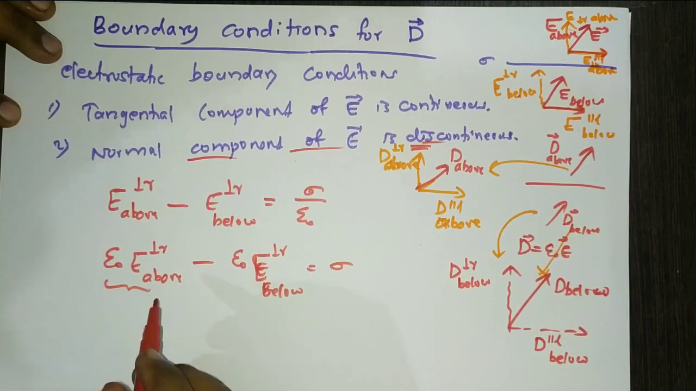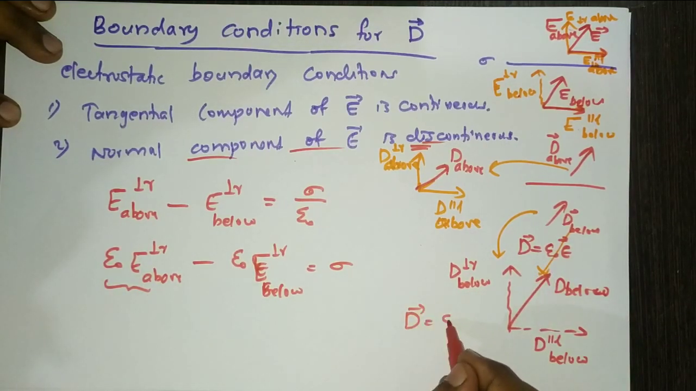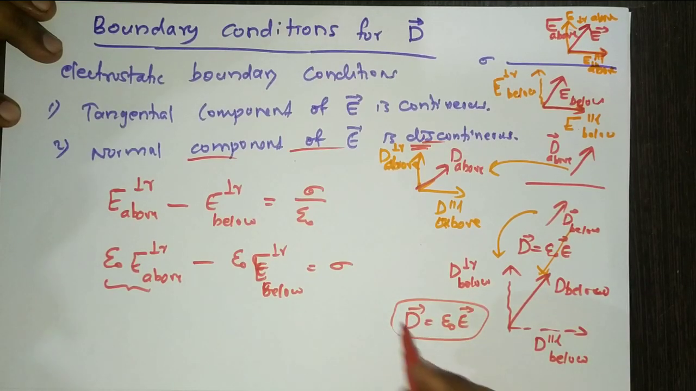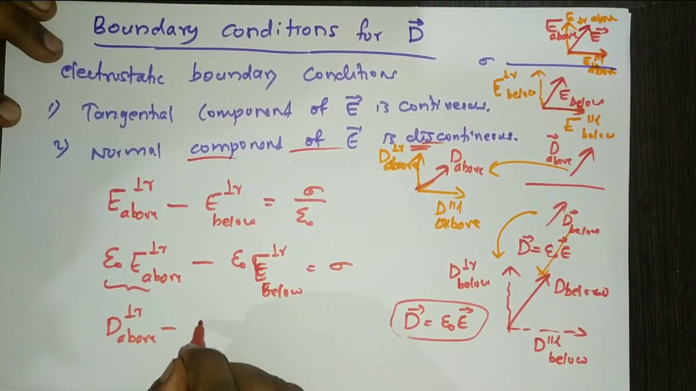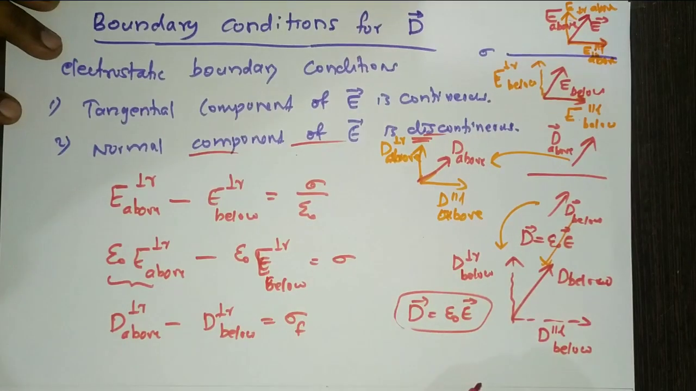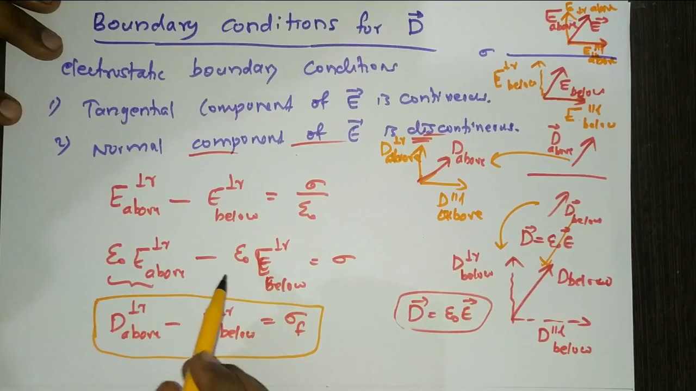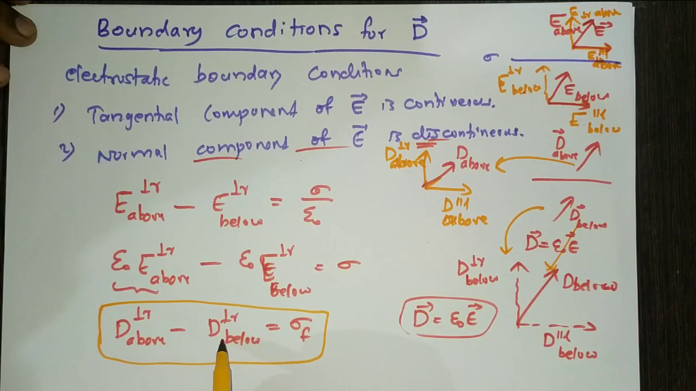We have seen that D is equal to epsilon 0 E, so if I substitute here, this will be D perpendicular above minus D perpendicular below is equal to sigma f, that is, the free charge contained in the body. Which means, similar to the electric field, the normal component of the electric displacement is also discontinuous.